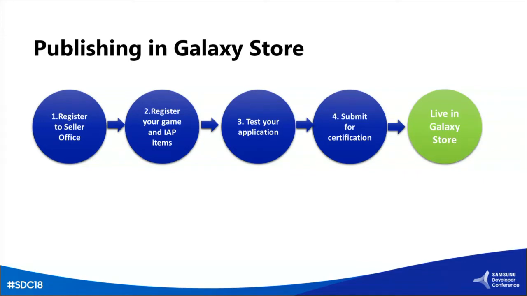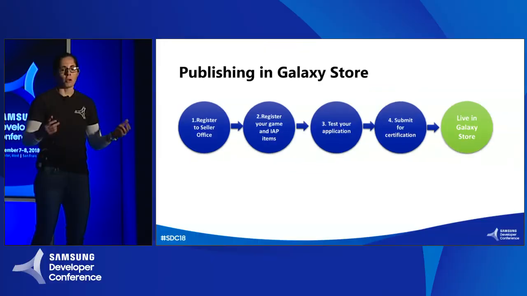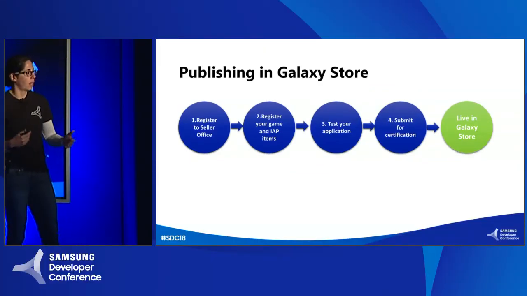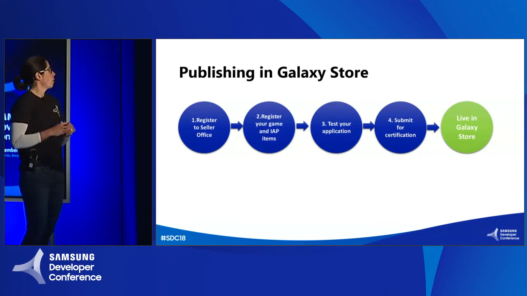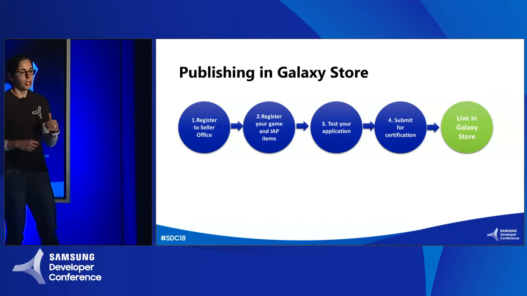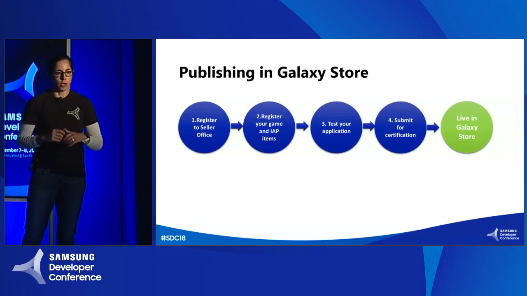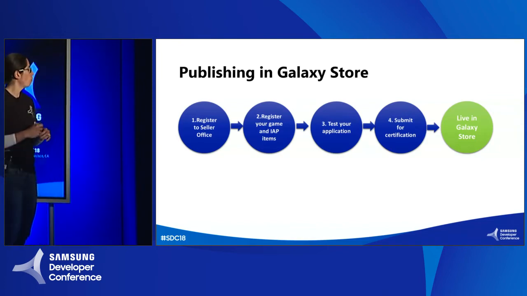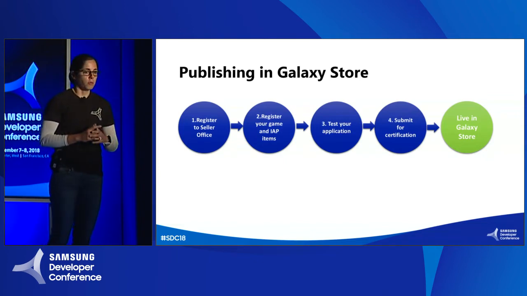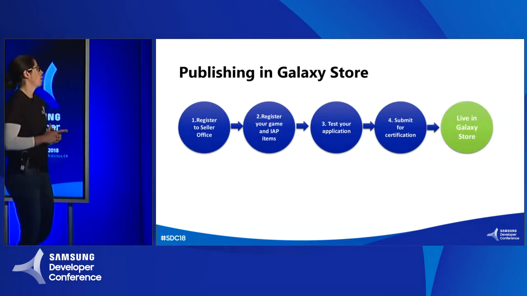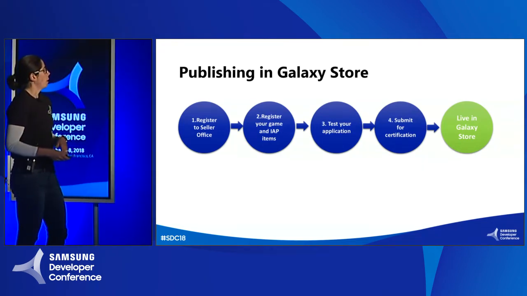First thing will be to register to seller office. We're going to go into the specifics of that, but it's the main dashboard where you're going to be able to manage the updates and the items of your application. You're going to register your game there and your in-app items. Then you have to fully test your application. Nite already covered a little bit about the different test modes, but there's more to that. And then we're going to cover the certification process. This is very unique to our store and a very important step. And finally, your application or your game can be live in Galaxy Store.